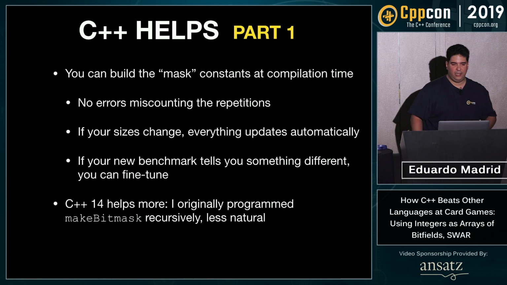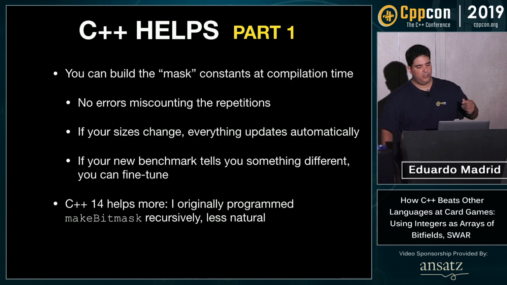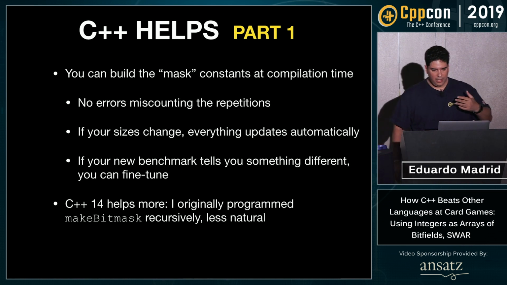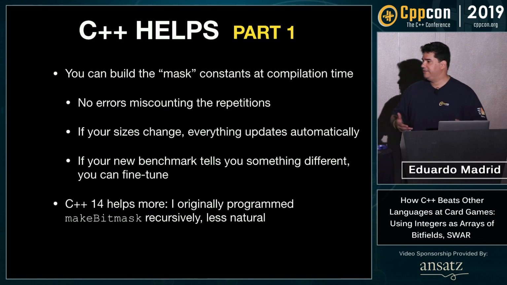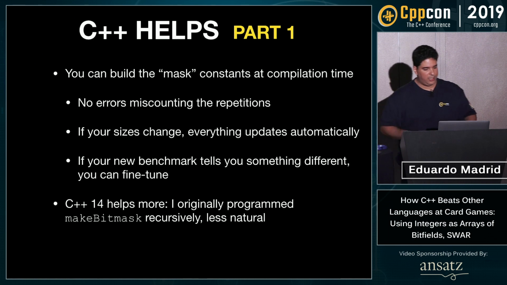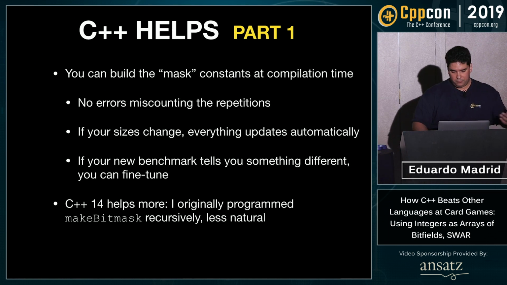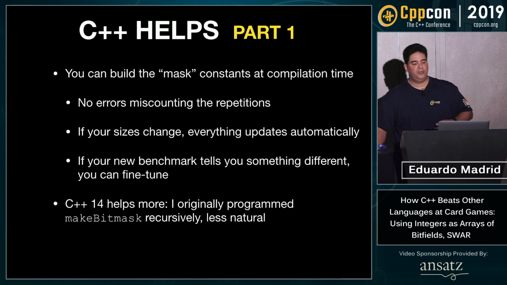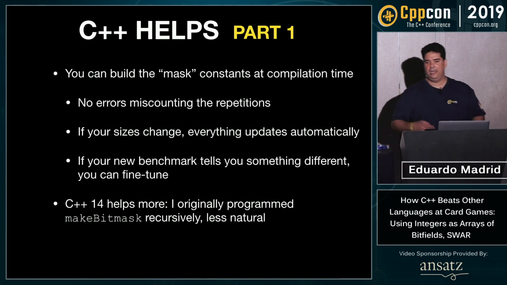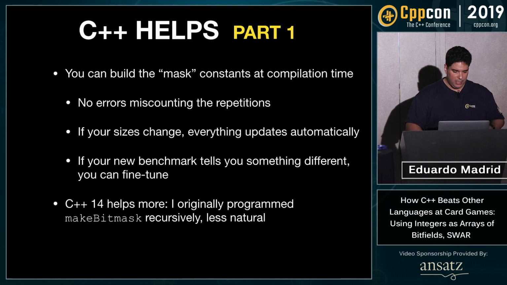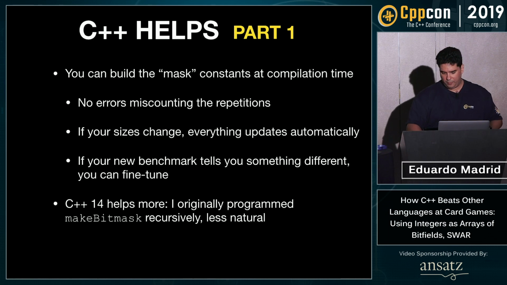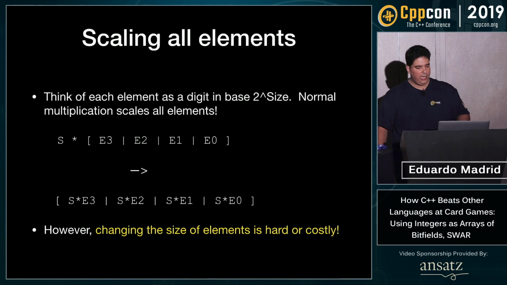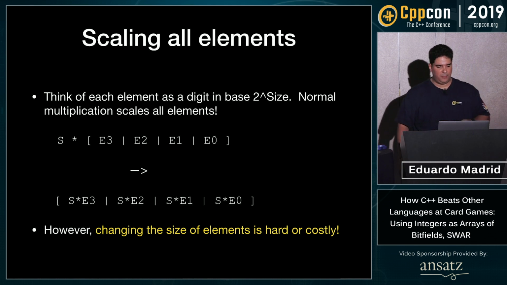So how is C++ helping? I have an example that showed you how building masks at compilation time relieves you from making mistakes. If you change the sizes, then you can get your code to work consistently. And it gives you the flexibility. C++14 helps a little bit more because it allows you to program in a more natural way that we're used to. And C++17 might help more, but I haven't seen examples. So that's something pending.